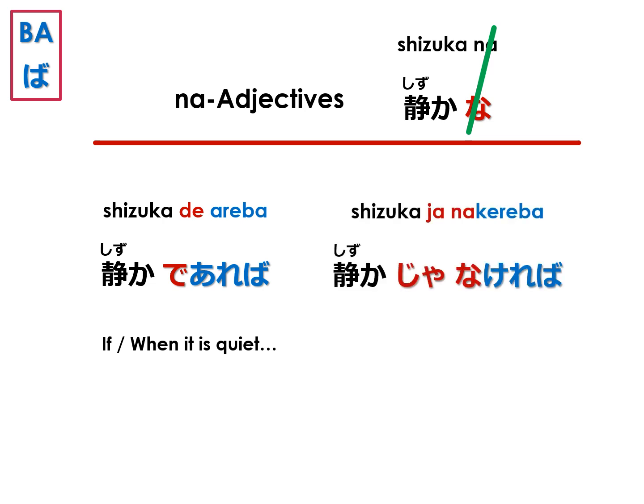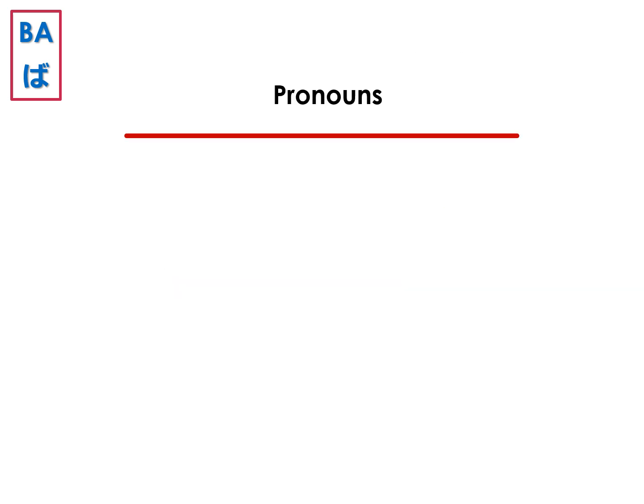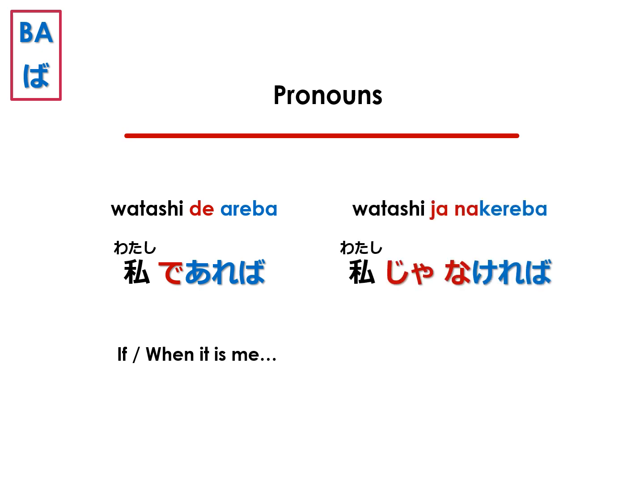And the negative conditional would be shizuka dewa nakereba or shizuka ja nakereba, which means if or when it's not quiet. For a review of basic na-adjective conjugation, please see lesson 16. And our pronoun example, watashi or I. Watashi de areba, if or when it is me. And watashi dewa nakereba or watashi ja nakereba, if or when it isn't me.